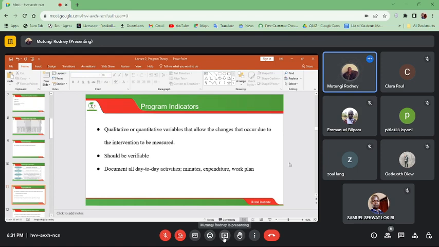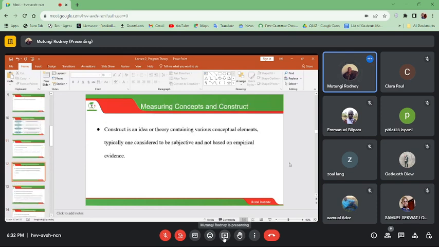So these program indicators are better captured if we document all the day-to-day activities, the minutes, the expenditure, and a work plan is in place. So if we do that, we are able to come out with these program indicators, which allow us to always capture those changes that occur due to the intervention and help us to measure progress or success and failure in our program.